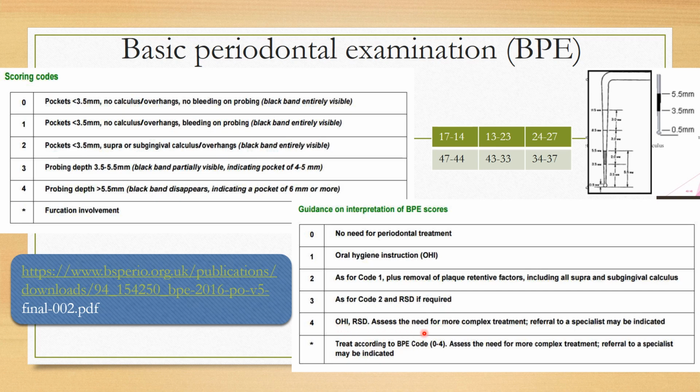There is also the need for more complex treatment. If it is needed, then refer to a specialist. Then if furcation involvement is there, treat according to BPE score 4 and assess the need for any complex treatment. In the same way, you have to refer to a specialist for further treatment. You can read more on BPE using this link.